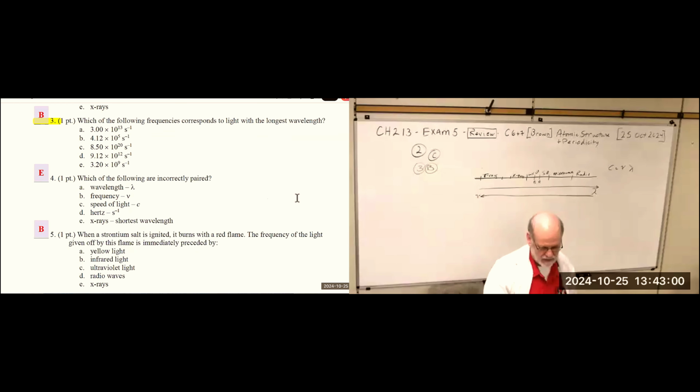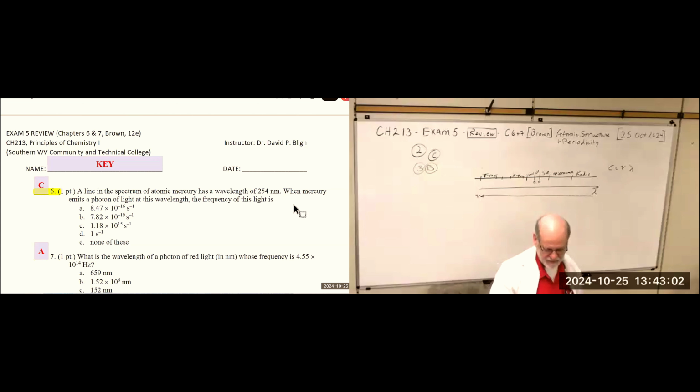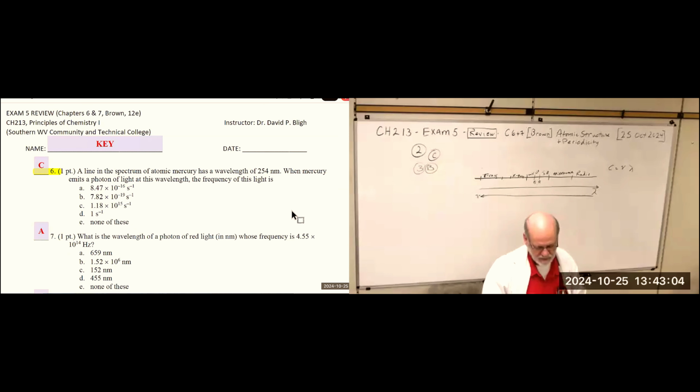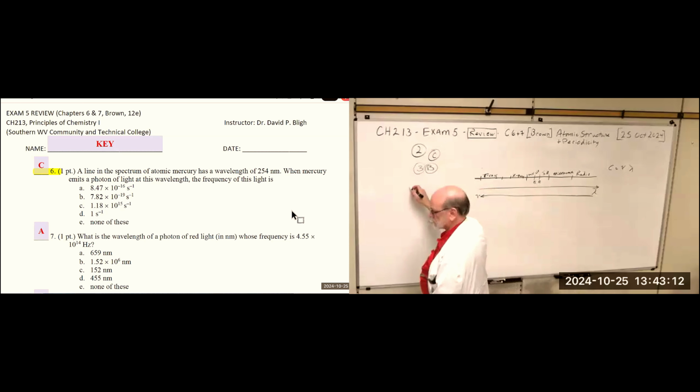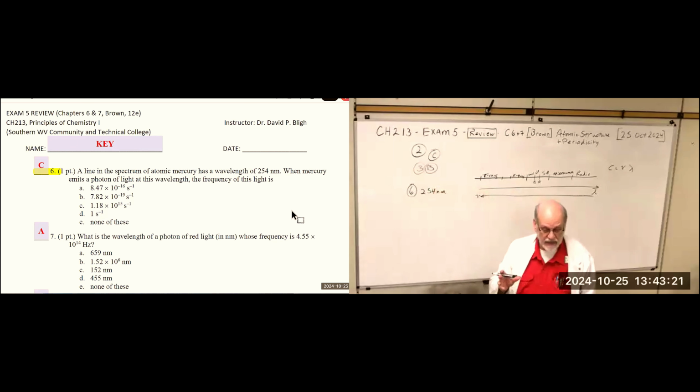Okay. Let's see if I need to keep that up there. I'll just leave it for a little bit. A line in the spectrum of atomic mercury has a wavelength of 254 nanometers. So let's see, this is 6. If it's 254 nanometers, that's just one of the lines from the mercury spectrum. When mercury emits a photon of light at this wavelength, the frequency of this light is.